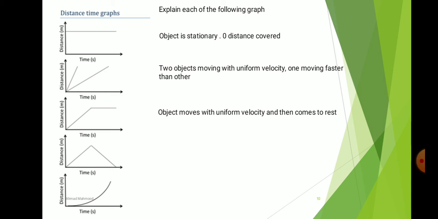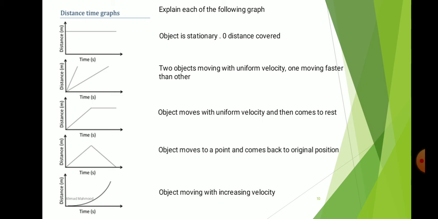In the fourth graph, the object moves to a point and comes back to its original position. Again, in the fourth graph, the body is moving with uniform velocity because it's a straight inclined line. In the fifth graph, it is a curved line, which means that the body is moving with increasing velocity. The velocity is increasing at every particular second. At every passing second, the velocity is increasing.